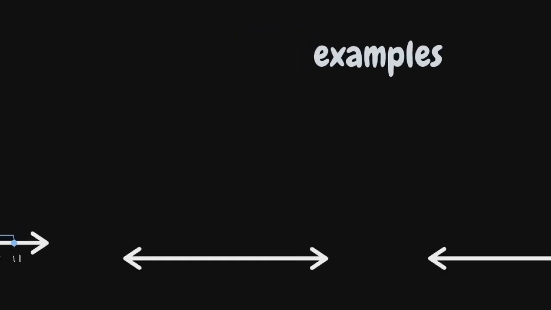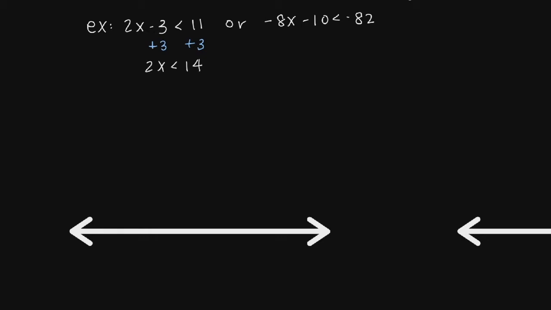Okay, the next one we have an OR inequality. So this says 2x minus 3 is less than 11, or negative 8x minus 10 is less than negative 82. So for OR inequalities, you're just going to solve each one individually and then keep the word OR in the middle. So for the left one, to solve, we're going to add 3 to both sides, and we get 2x is less than 14. And then we're going to divide by 2, and we get x is less than 7.